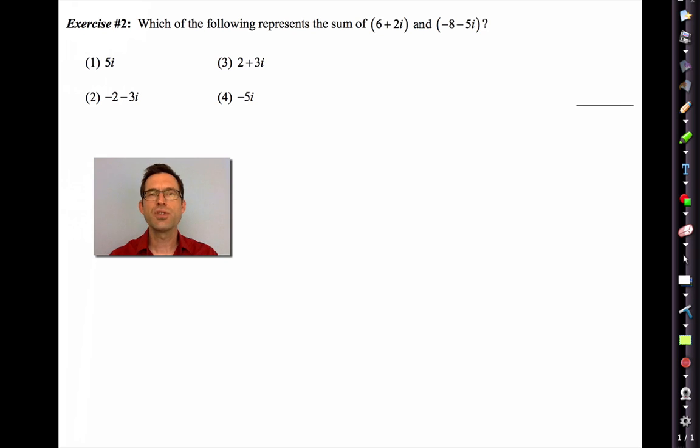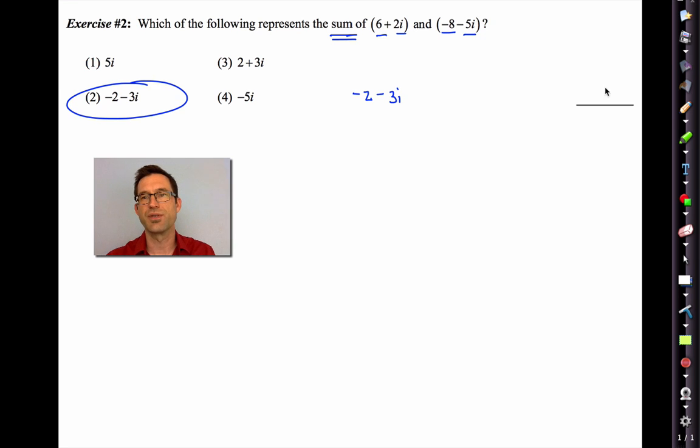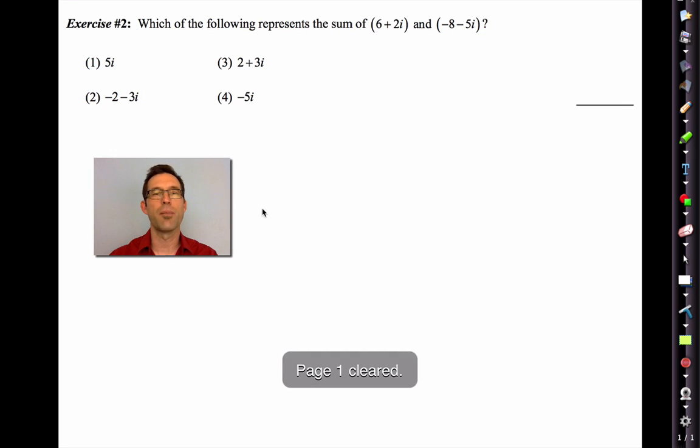Exercise 2. Which of the following represents the sum of 6 plus 2i and negative 8 minus 5i? Pause the video now and do this quickly. All right. Well, the only thing you'd have to worry about in a problem like this is the difference between a sum and a difference, but sums are easy. 6 plus negative 8 is negative 2. Positive 2i, negative 5i is negative 3i. So, looks like choice 2. Nothing to sweat on that one, I don't think, but if a problem like that were to come up on a standardized assessment, it'd probably look like number 2.